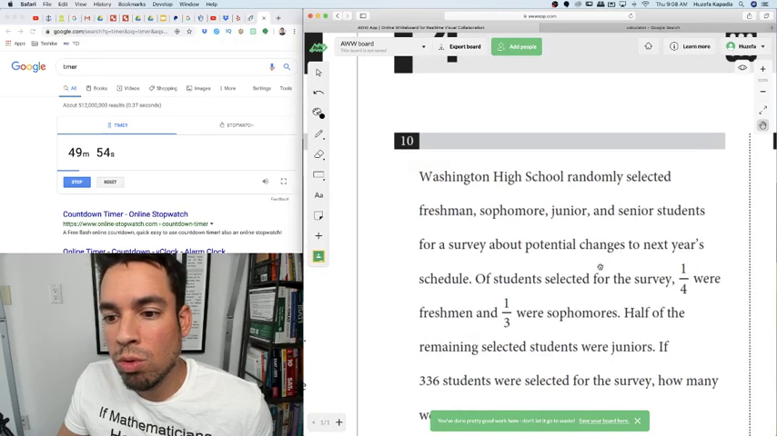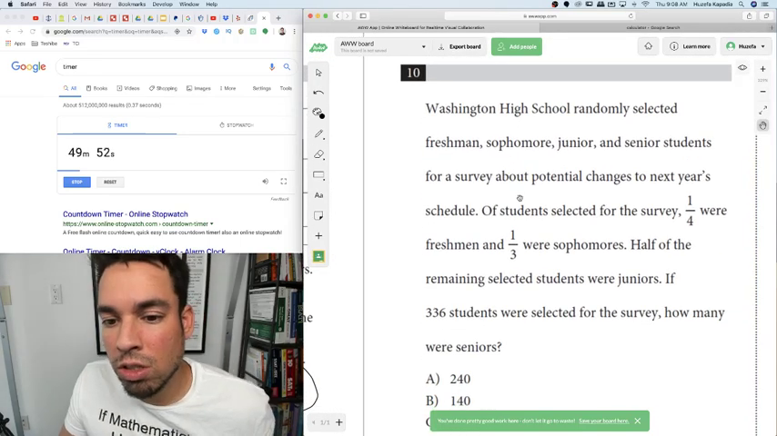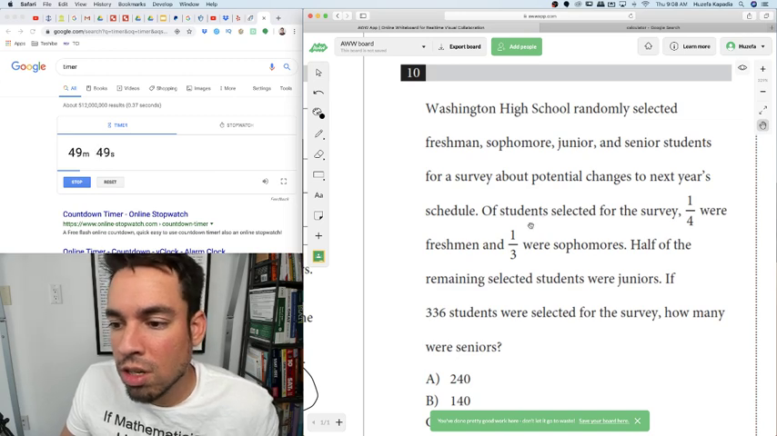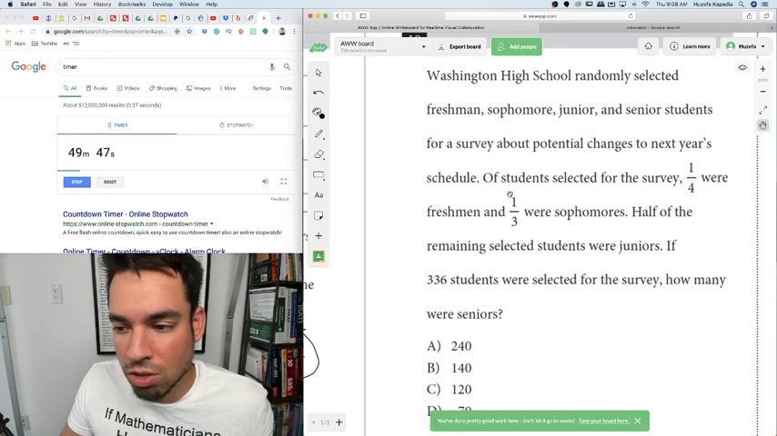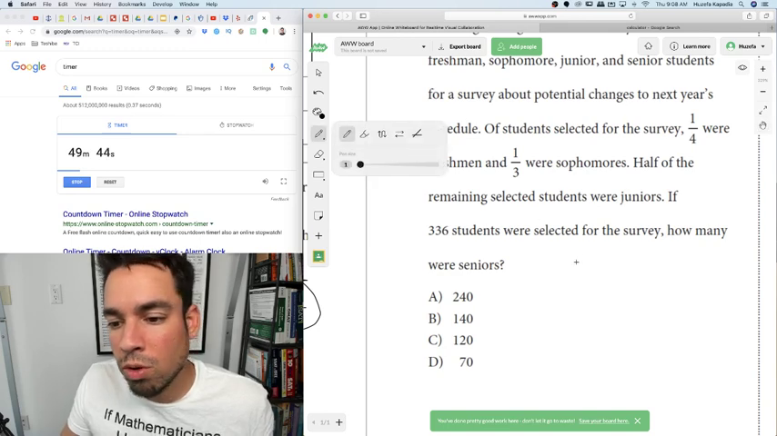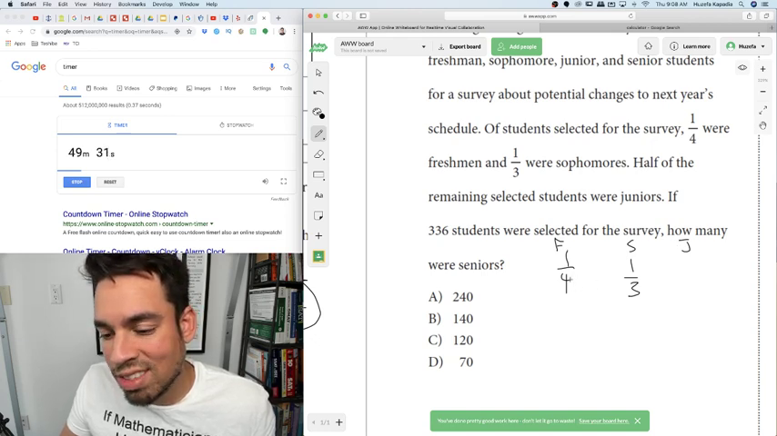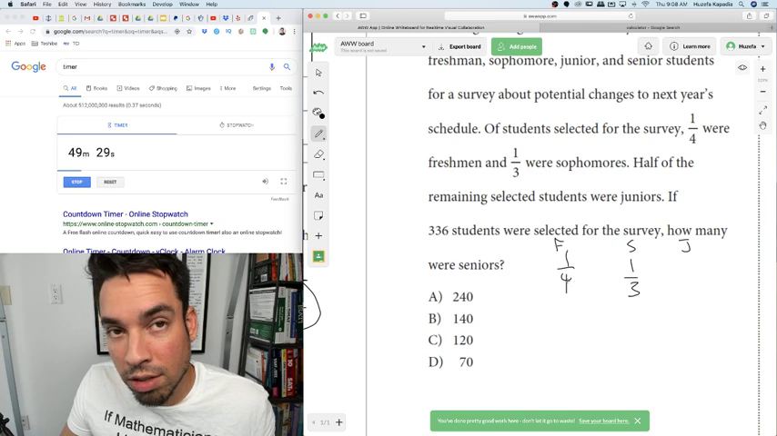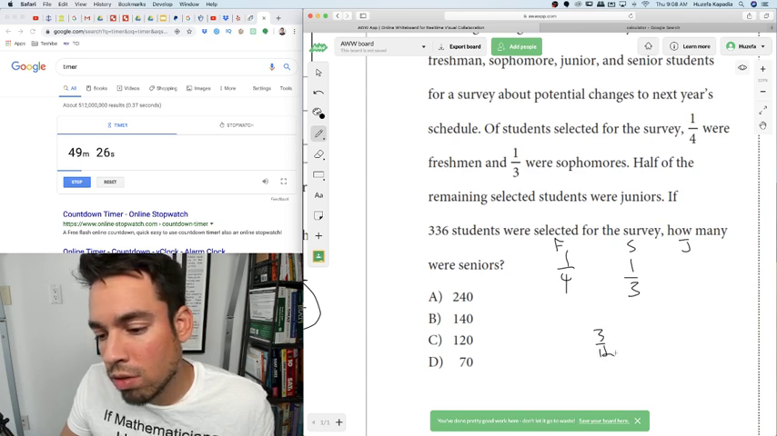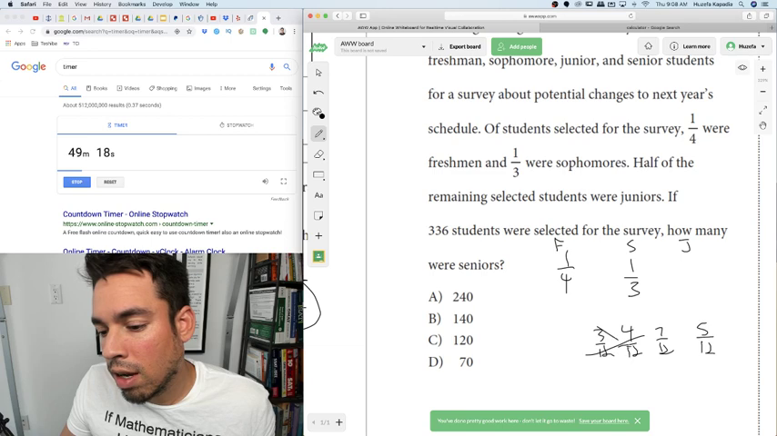Washington High School randomly selected freshman, sophomore, junior, and senior students for a survey about potential changes to next year's schedule. Of students selected for the survey, 1/4 were freshmen, 1/3 were sophomores. Half of the remaining selected students were juniors. So let's calculate the remaining. Let's put it into 12ths. So this is 3 12ths and 4 12ths. So that's 7 12ths. So the remaining is 5 12ths.